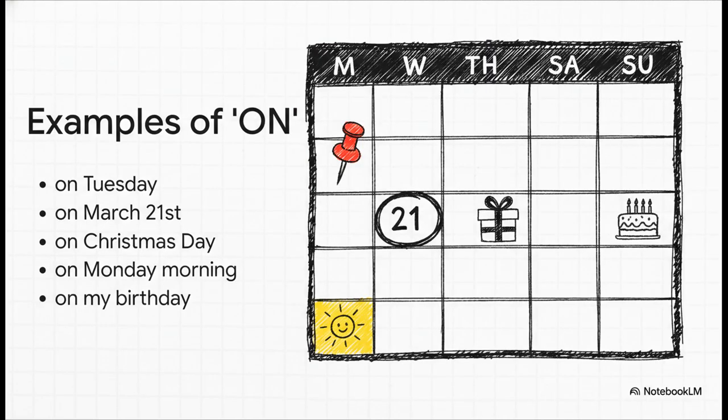We use on for a specific day, right? Like on Tuesday, or a specific date, like on March 21st. Ooh, and check this one out. On Monday morning. Now this is a cool one. Because we specified the day, Monday, we have to use on, even though we just learned that morning by itself uses in. The specific day is more powerful.